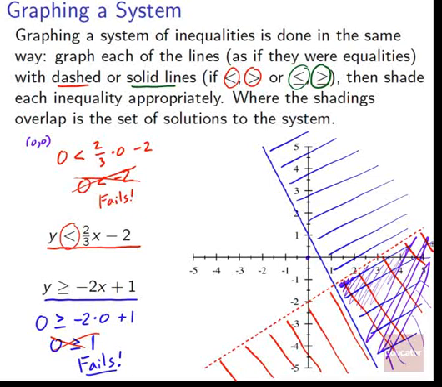So everything on the blue solid line would be an answer, but the red dashed line, since it's dashed, fails to be answers because it doesn't satisfy our inequality y less than 2/3 x minus 2, because that's strict. So if it's on the blue line in that shaded portion, it's an answer. If it's on the dashed red line, it's not an answer.